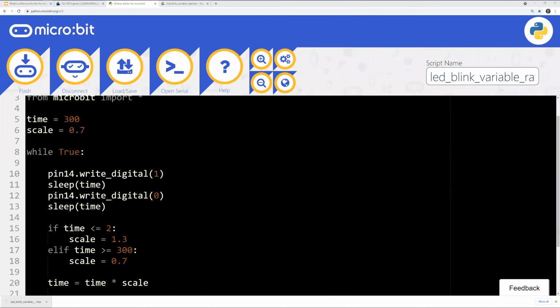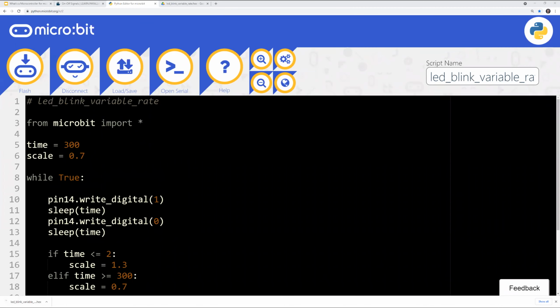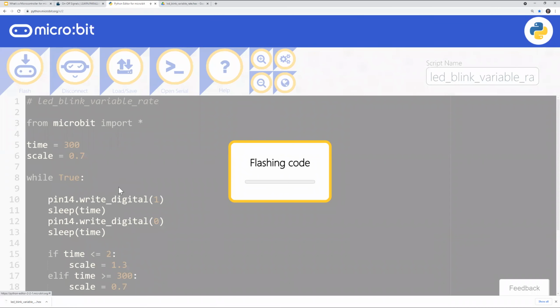Paste. Okay, so again, paste that link into a new tab on your Chrome browser, and then download the file. And then go to python.microbit.org and drag the file you downloaded into the editor. And then connect, flash, and then check the result on your light.